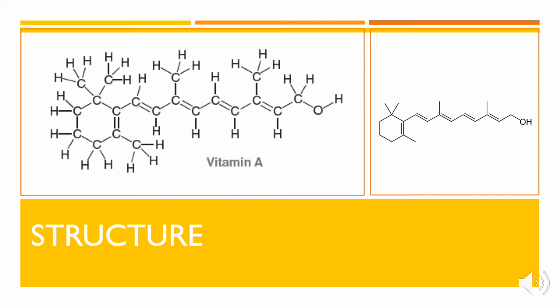Vitamin A is an organic compound, meaning it is mostly composed of carbon. The chemical formula for vitamin A is C20H30O. On the left is the Lewis structure for it, and on the right is a skeletal structure.